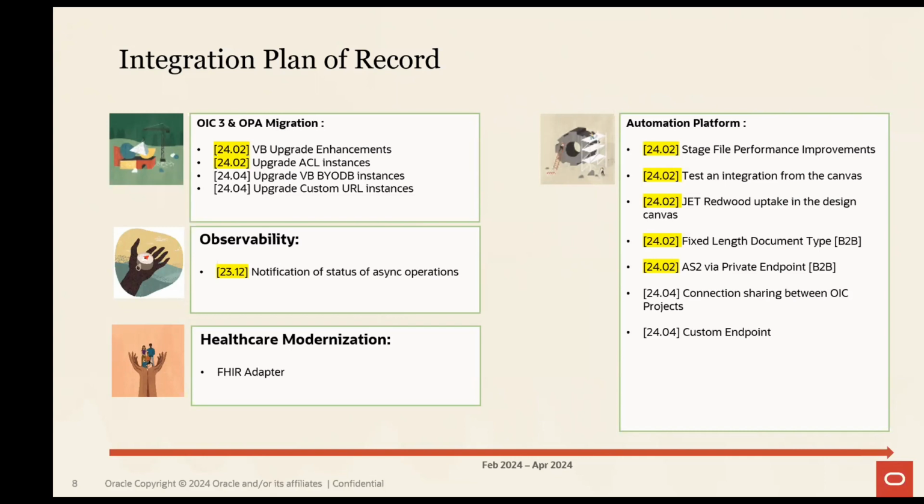So instead of having all of the developers, or many developers, creating their own HCM connections, we have one connection that's shareable between all of the projects. And as I mentioned earlier, the custom endpoint support is available with 2404.